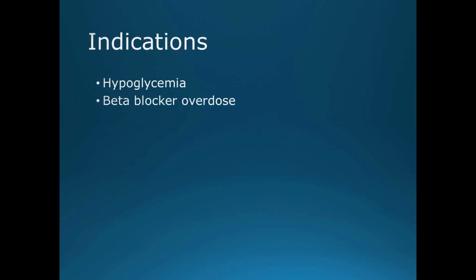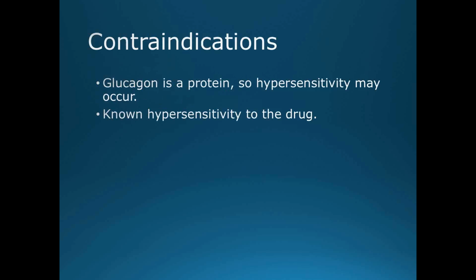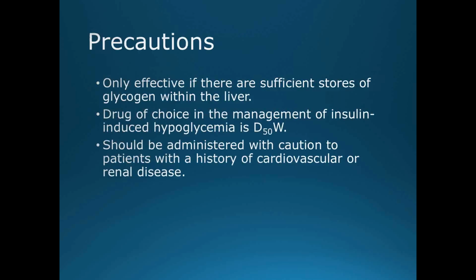Okay. So in low blood sugar patients and in patients that have a beta blocker overdose, we're going to consider giving glucagon. Okay. Some patients are hypersensitive to it. It's a normally produced hormone, so very few patients actually have an allergy or a hypersensitivity to this. Okay. Again, we talked about the drug of choice is D50 for a hypoglycemic patient.